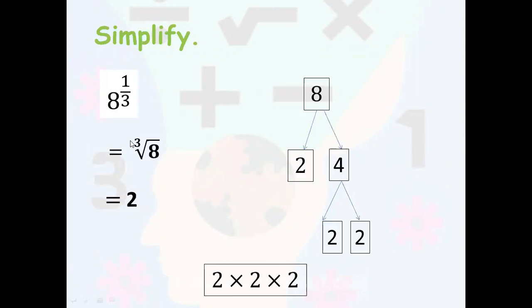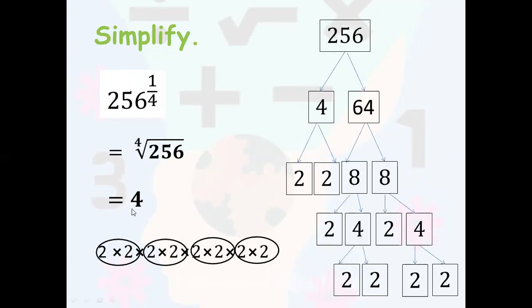So which number multiplied 3 times gives us 8? 2. You will not write here 2 and 2 and 2, 8. Does 8 multiplied 3 times give you 8? No. 2 multiplied 3 times gives you 8, meaning 2 multiplied by 2 multiplied by 2 gives you 8. So that is the cube root. If there is a 3 as the index, we call it the cube root. So the cube root of 8 is going to be 2.